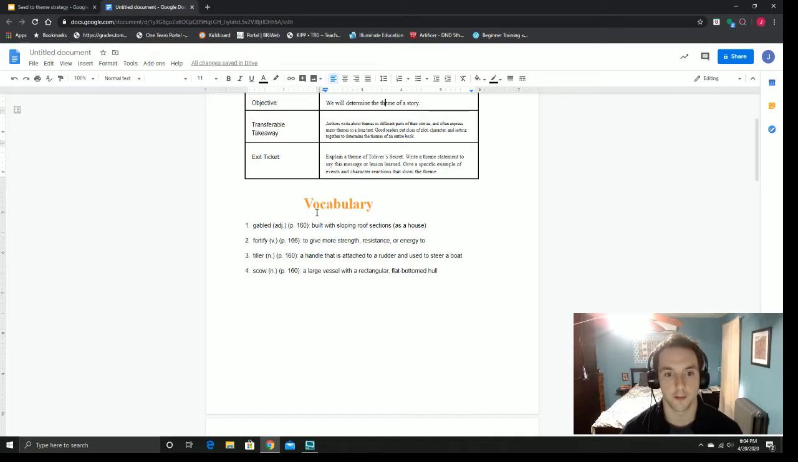The second word is fortify, to give more strength, resistance, or energy to. When you're building your base in Fortnite, you are fortifying. You are trying to give yourself more strength. Or if something has broken and you're trying to tape it up with duct tape so that it'll be stronger, that's fortifying, just giving something more strength and power. The third word is tiller. It's a handle that is attached to a rudder and used to steer a boat.